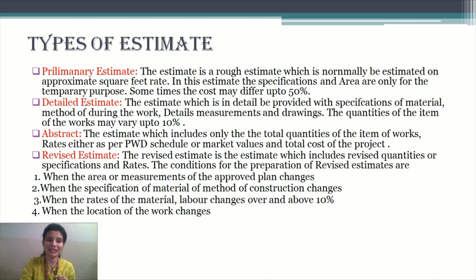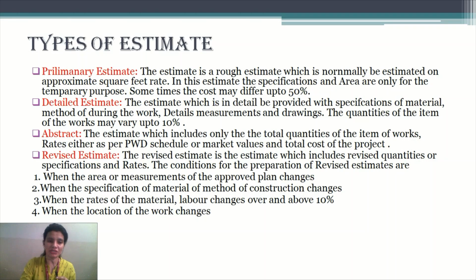The second type of estimation is the detailed estimate. It gives us the approximate exact cost of the estimation. In this type of estimate, we have the specifications of the material and what method we are going to adopt. We have all the information or data available with us. In that case, we do the detailed estimate. So a detailed estimate is only done if we have the measurement detail and drawings available with us. In this case, we need to prepare two sheets.